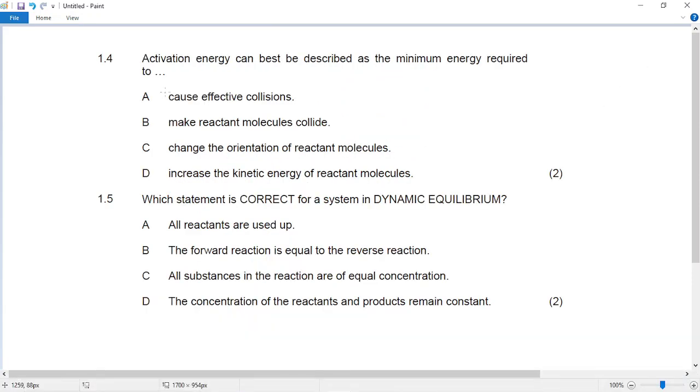Now we're on 1.4. Activation energy can best be described as the minimum energy required to cause effective collisions. Answer is A. This one is caused by just your random kinetic energy. It's not got to do with the activation energy. Change the orientation of the reactant molecules. No, it might do that, but it's not the minimum, it's not the best definition. And increasing the kinetic energy of the reactant molecules, we do this if we increase the temperature or we add heat. So this has not got anything to do with activation energy.